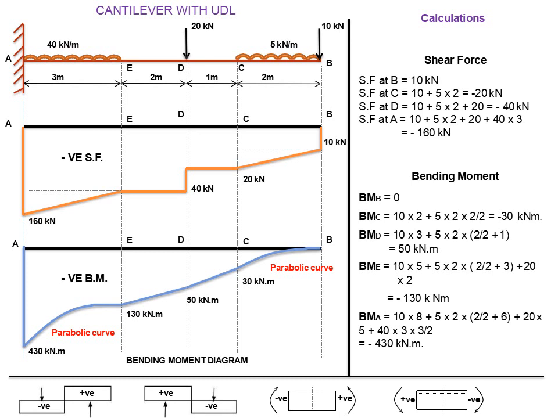And next, the bending moment at point E: the same 10 into the distance up to E, which is 5. Next, the UDL load covers only the portion CB, so 5 into 2 plus the distance from its center to E: half of the length 2, 2 by 2, plus this distance 3. Plus, due to one more point load, 20 into 2. By simplifying this, we get the bending moment at E as minus 130.